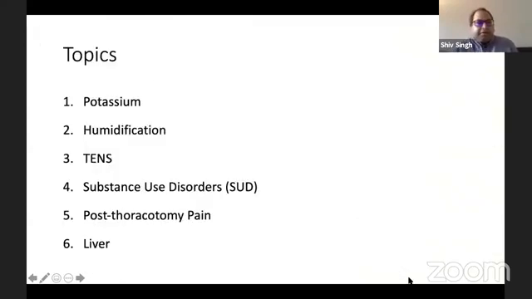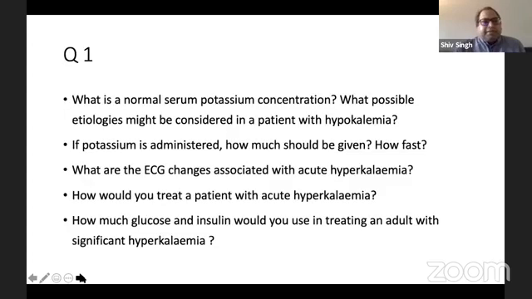Today we are going to take 6 topics, and these are important for the final FRCA, and some others are useful for the primary as well. The first topic is on potassium, second on humidification, third on TAS, fourth on substance use disorders, fifth on post-thoracotomy pain, and sixth one on liver. So it contains a combination of the usual basic sciences and anesthetic topics.